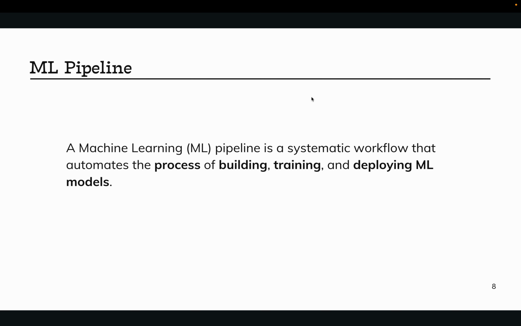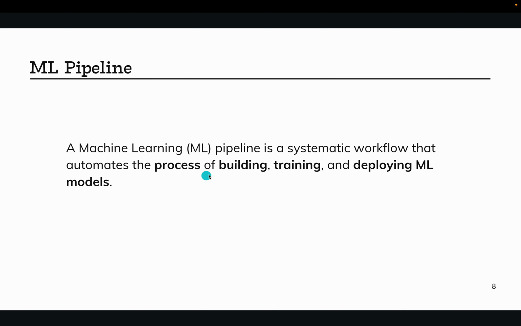So after that, there is the concept of pipeline. The basic definition is building a structure, like a systematic workflow that automates the process. See, there are four words I bolded. That is the process of building, training, and deploying an ML model. That is the ML pipeline. That's it. It means we are just creating a workflow. Like there was a pipeline that was pushing oil from one country to another. That is the same, creating a workflow that automates the process.